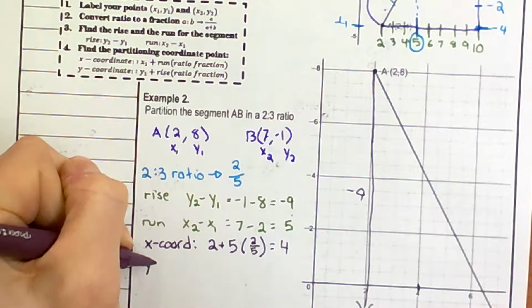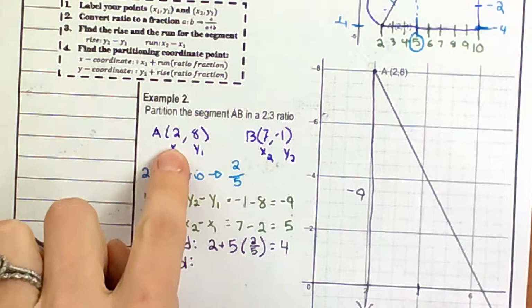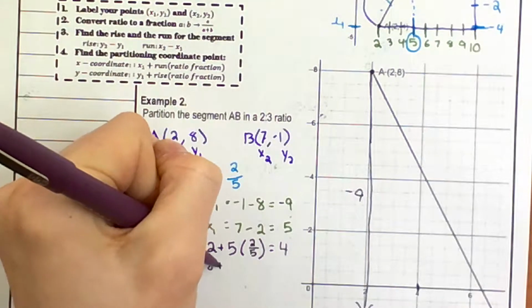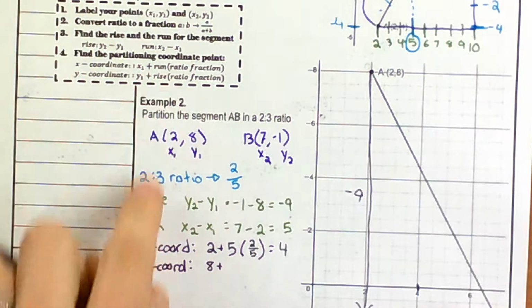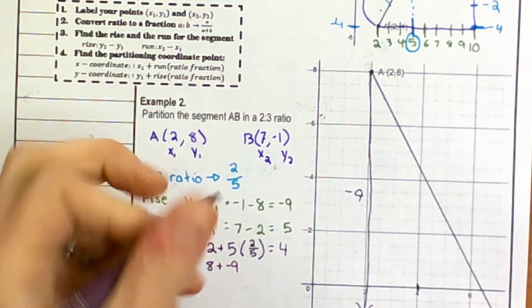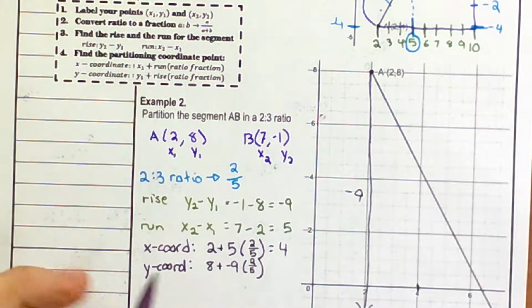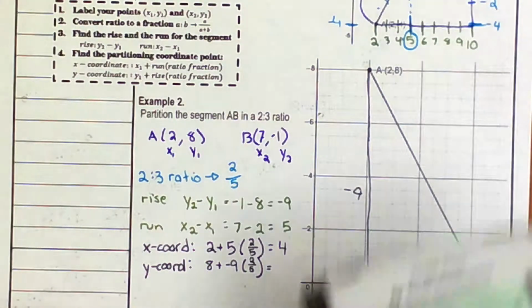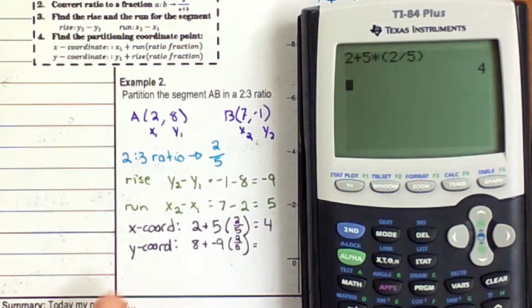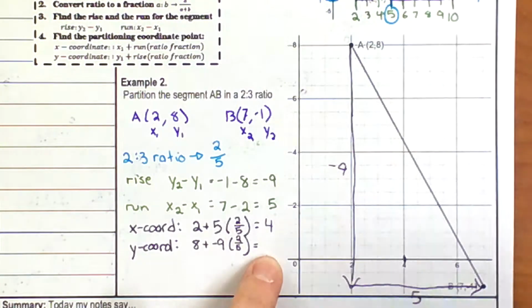Now for my y-coordinate, we're going to do the same thing with my y values. So my y1 is 8. And then my rise is -9. And we're going to multiply that by our ratio, which is 2/5. And then we're going to see what that equals. So let's type this in our calculator. We're going to do 8 plus -9 times 2/5. And we get 4.4.